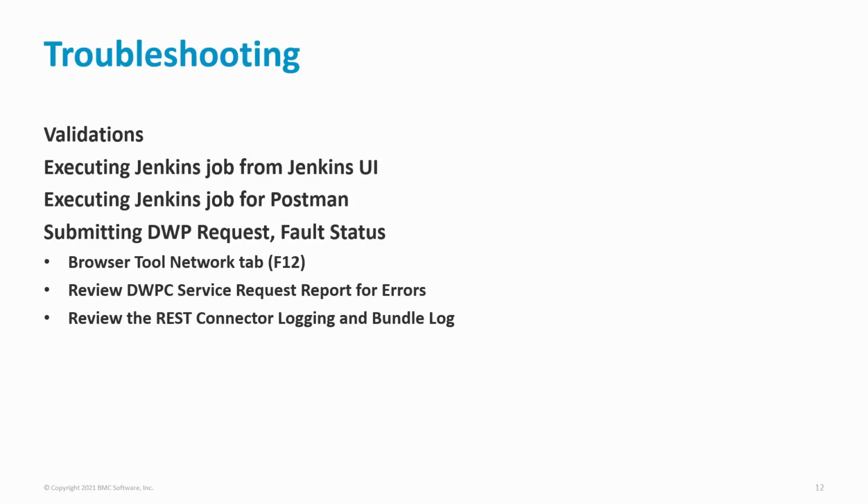Let's say you're unable to determine the problem from the browser tool or from the DWPC service request report. The final thing that we could do is turn on some REST connector debug logging and the bundle logs that are available within the DWP catalog. And you can get information on how to enable this log in our troubleshooting guide.